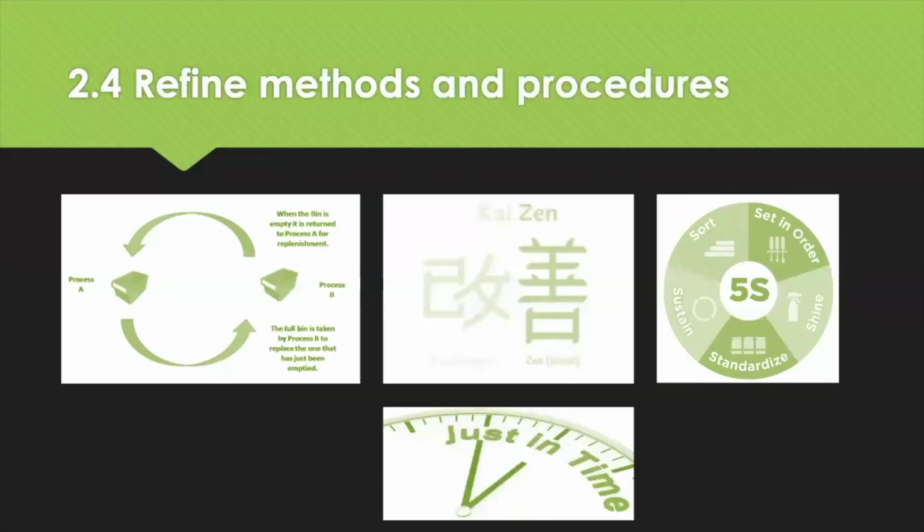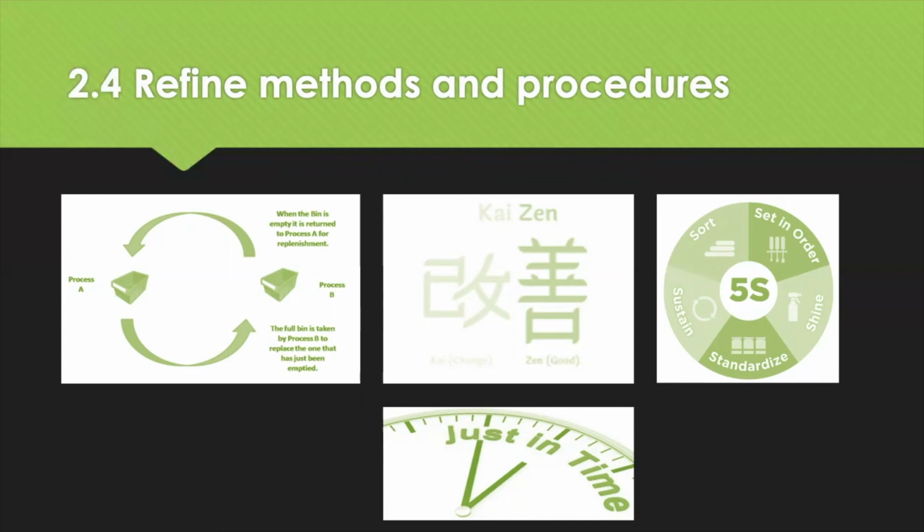These are methods that you can use to implement change. Again, none of these are things that you should be unfamiliar with at level 5, but just to remind you, you've got Kanban 2-bin system on the top left. Obviously, it aims to improve work systems and maintain inventory. Top middle, you've got Kaizen. Kaizen is Japanese for change for better, and it's based on continuous improvement, small changes that deliver results.